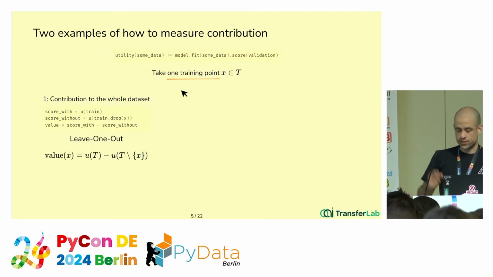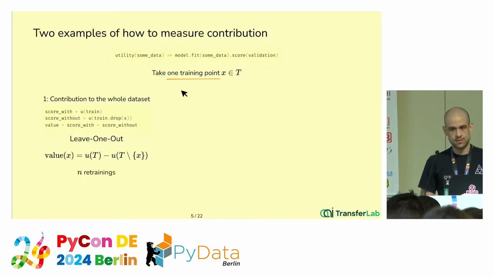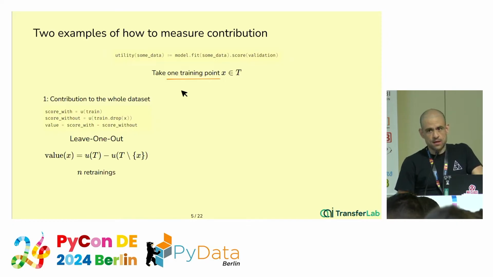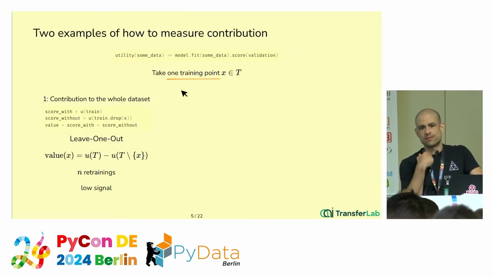I did this for one training point, which means I need to retrain n times in order to compute the value of all n points. It's already pretty expensive, but it has a bigger drawback, which is that this has very low signal, in the sense that if you have 10,000 points, usually removing one is not going to tell you much. So this method, leave one out, is not really used in practice.